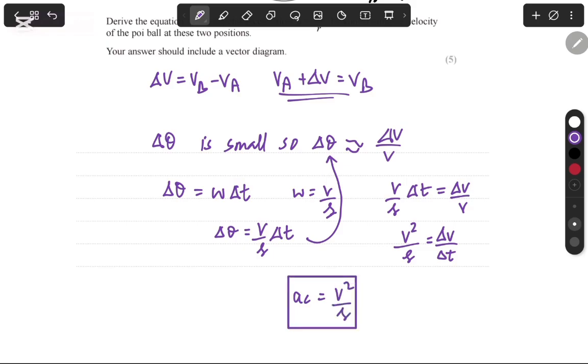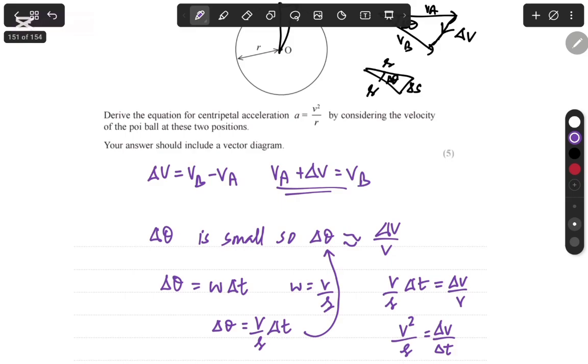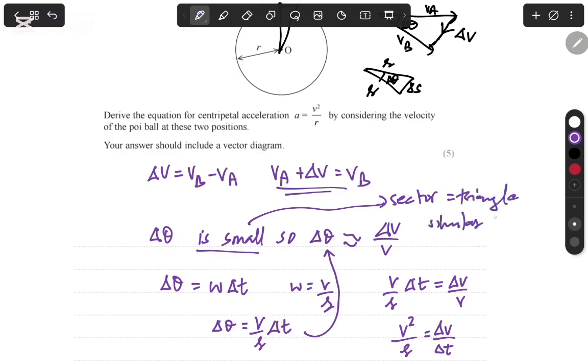Remember one very important thing: when change in theta is small, we can assume the sector to be a triangle, and then we can use similar triangles.